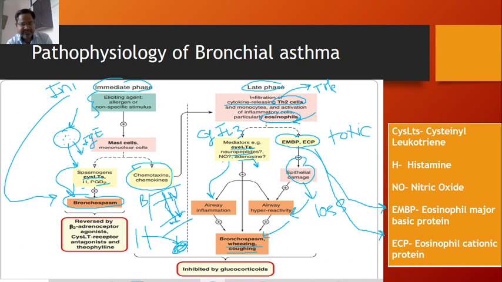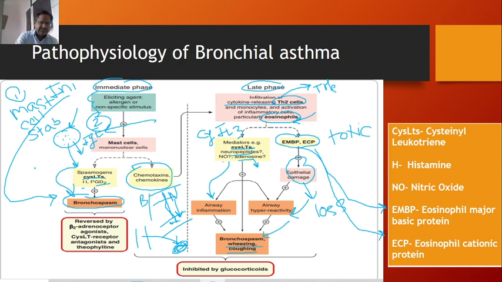Now you can clearly understand the different targets of drug action in bronchial asthma. First, you can use a mast cell stabilizer. Why? Because it stabilizes the mast cell and prevents the release of inflammatory mediators. You can use a mast cell stabilizer drug such as sodium cromoglycate. This is the first target of drug action. Second, you can use the anti-IgE antibody. It is a monoclonal antibody that neutralizes IgE, called omalizumab.